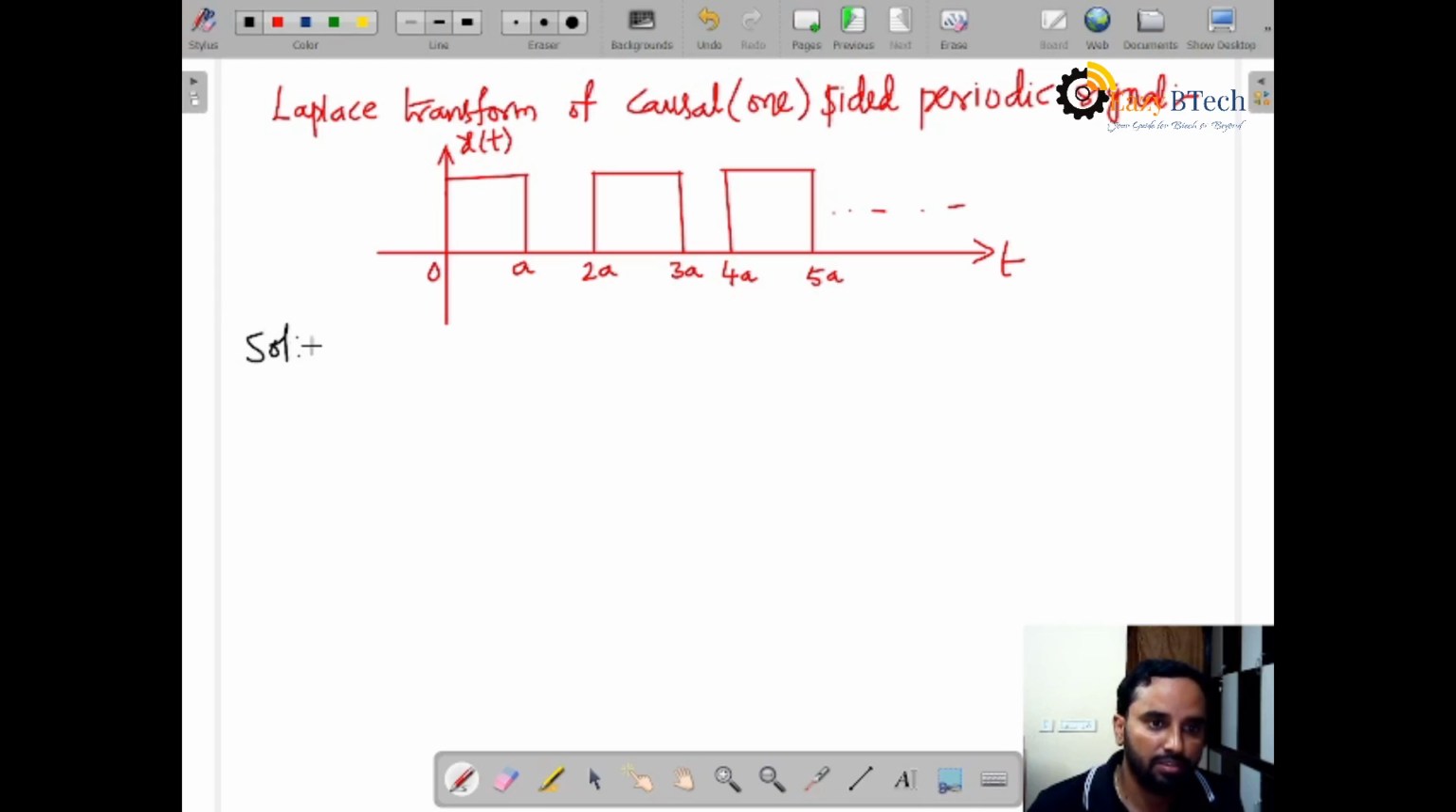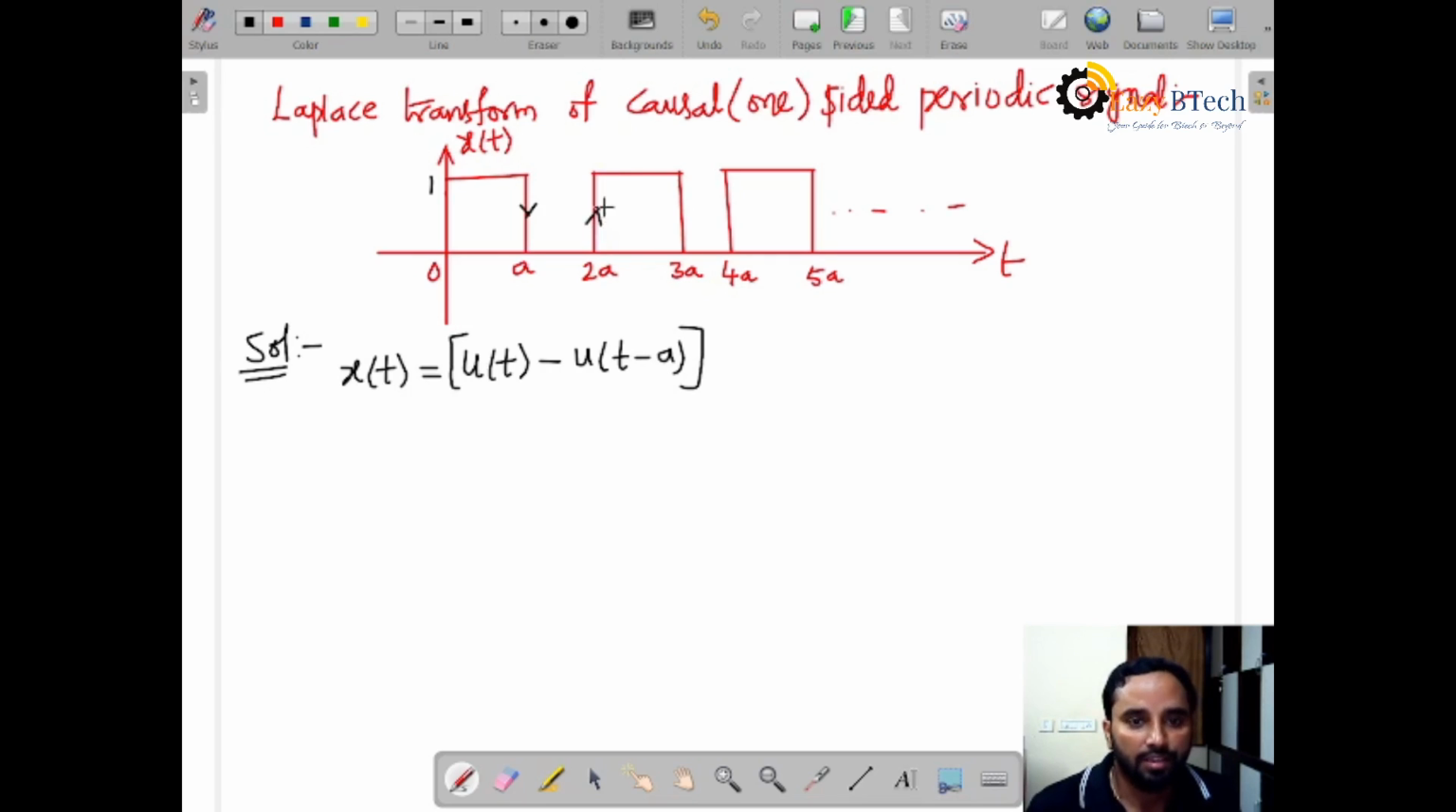Very, very important and easy. So here the amplitude of the signal is 1. So this total signal I can write as x of t is equal to, in terms of step signal, u of t minus u of t minus a, right? Plus, so here rising, so plus u of t minus 2a.